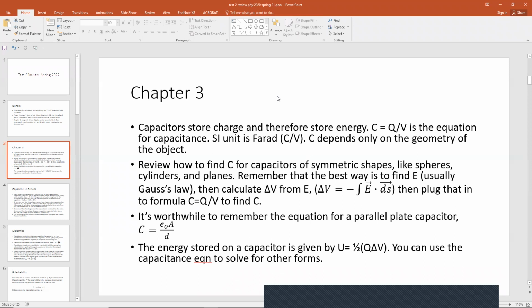Now, we can also find the energy stored on a capacitor, and we derive that equation as the potential energy stored on a capacitor is equal to 1/2 the charge on that capacitor times the voltage in between the plates, 1/2 Q delta V. And then you can use the equation for the capacitance, C is equal to Q over delta V, to put it in 2 other forms.